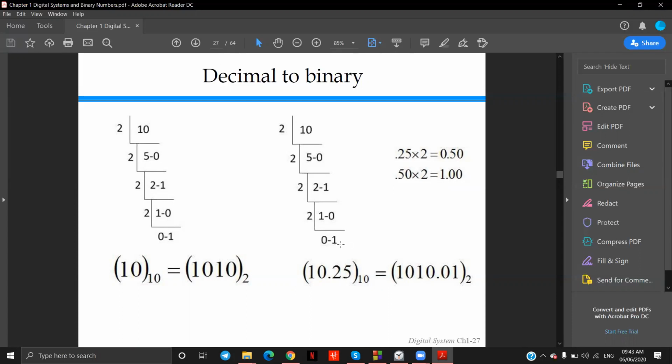After completion of the conversion, we get the result. Count the remainders from bottom to up, that means 1010. And count the integer portions from top to bottom, that means 0, 1. So the converted binary number of decimal 10.25 is 1010.01. That is the case.